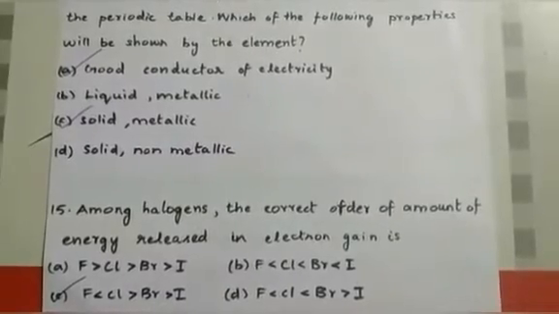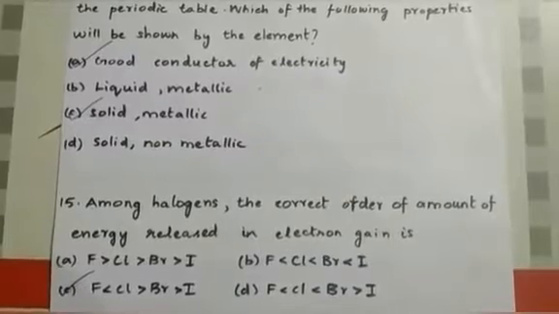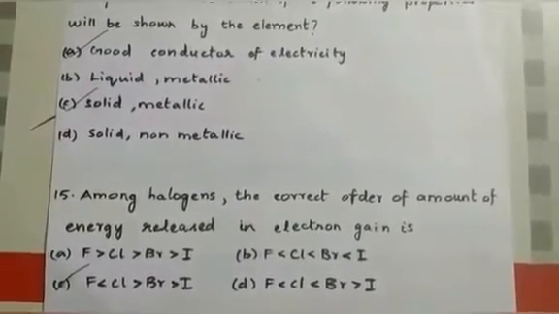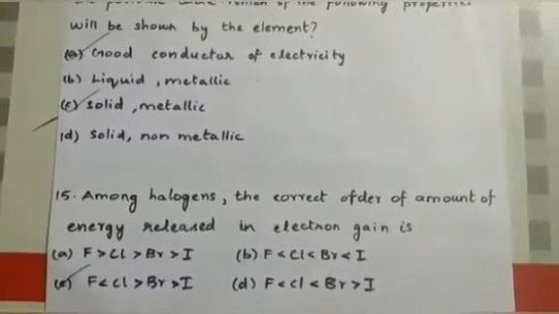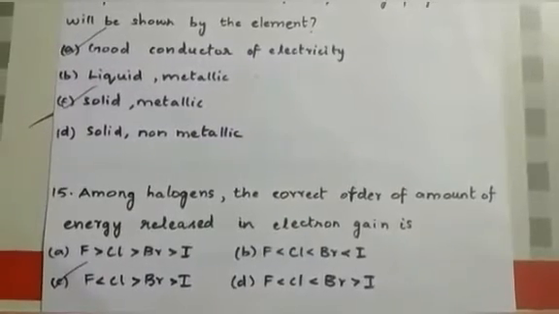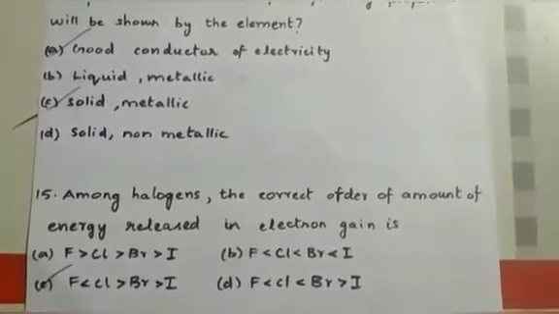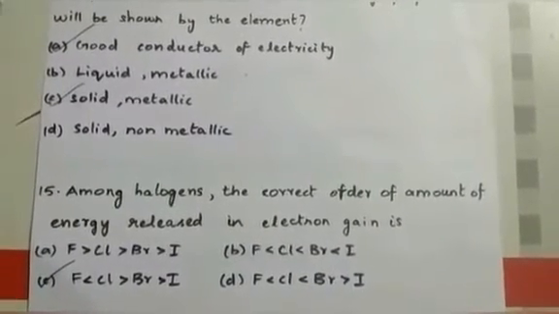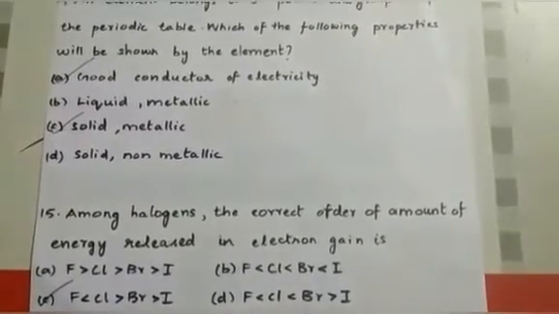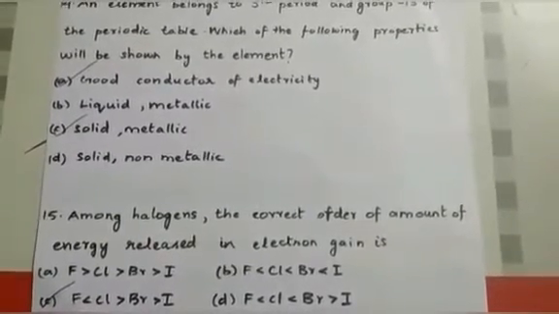In general, the electron gain enthalpy decreases as the atomic size increases. So, the order should be F greater than Cl greater than Br greater than I. However, fluorine, which has a very small size, is an exception, as its electron density is high, which resists the addition of an electron. So the order becomes F lesser than Cl greater than Br greater than I. The right answer is option C.